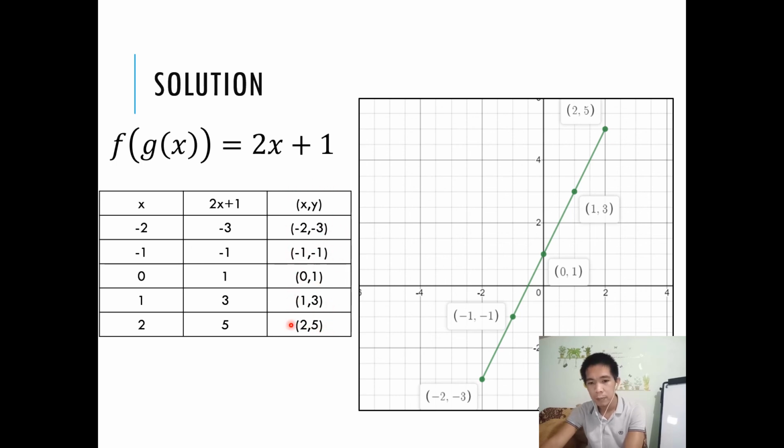Tapos, ipa-plot nyo ngayon doon sa ating Cartesian plane or sa ating XY plane. And connect the dots. And there you go. That is how you sketch the graph of a composite function.